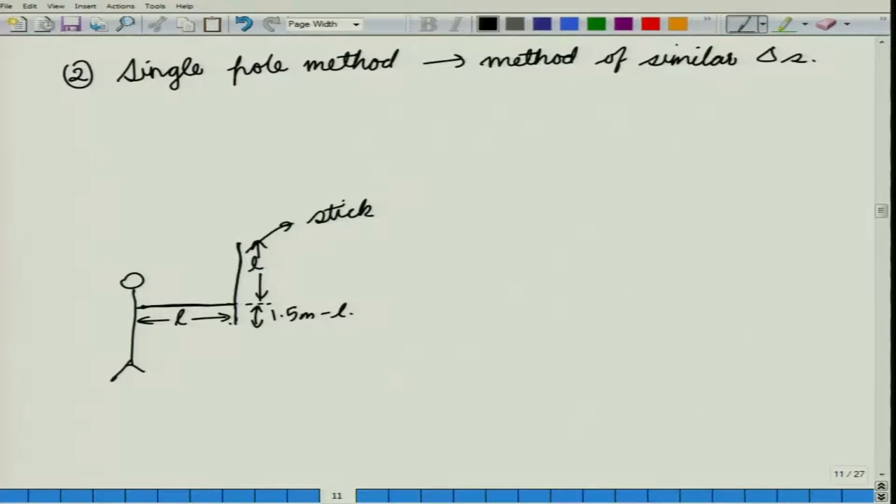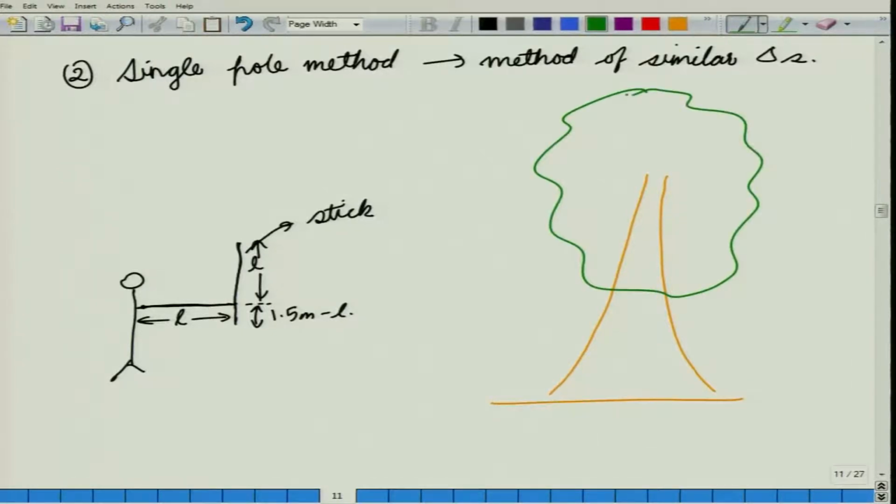So, he is holding this stick in such a fashion that the length of his arm and the length of the portion of the stick above his arm is the same. Now, he takes this stick and then he goes into the field and there he sees a tree. So, what does he do now?